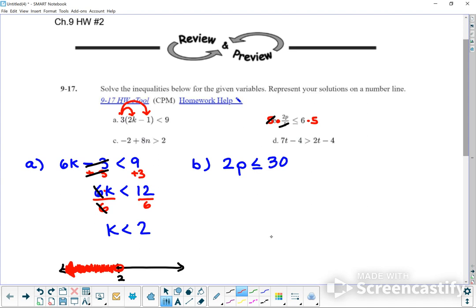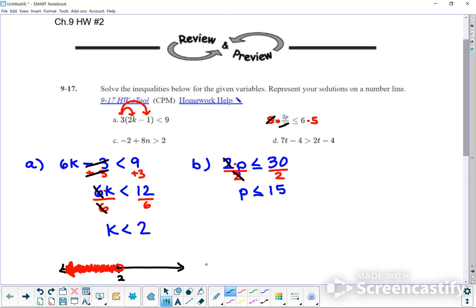Okay. And now you got to do the inverse operation of times 2, or p times 2, which is going to be a division by 2. And again, that 2 is going to cancel with the division by 2. You'll be left with p less than or equal to, and again, you got to figure out what 30 divided by 2 is. That's going to be 15.